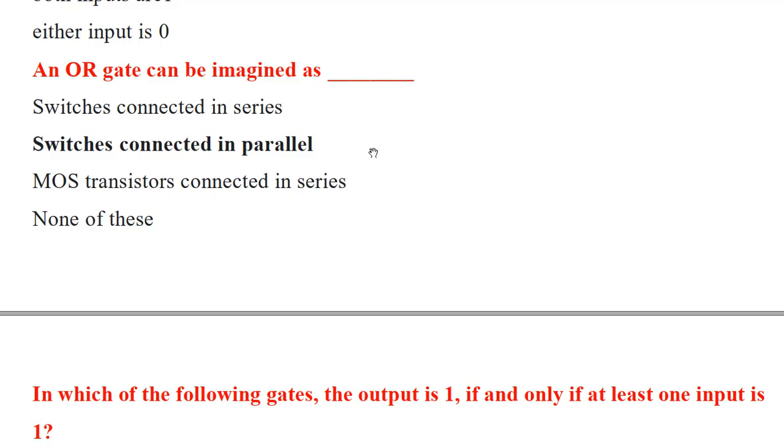Consider the second case: A input is 0 and B input is 1. It means switch 1 is off and switch 2 is on. So if switch 2 is on, the current will pass through switch 2.